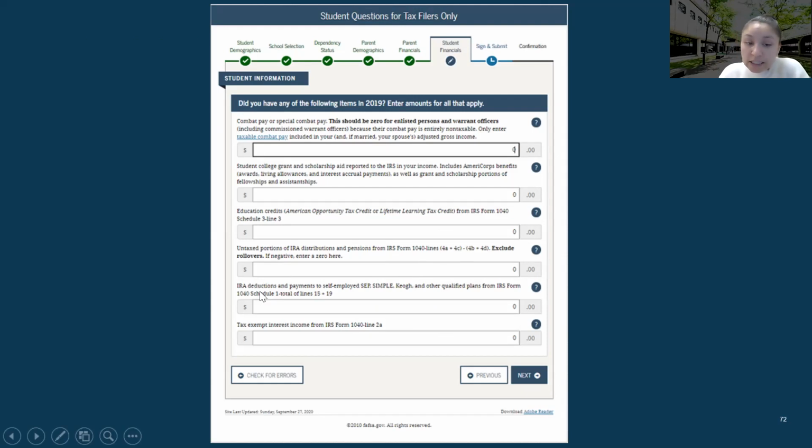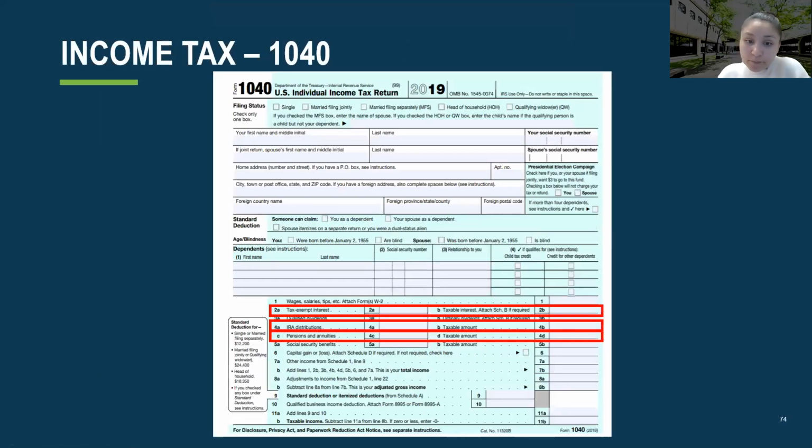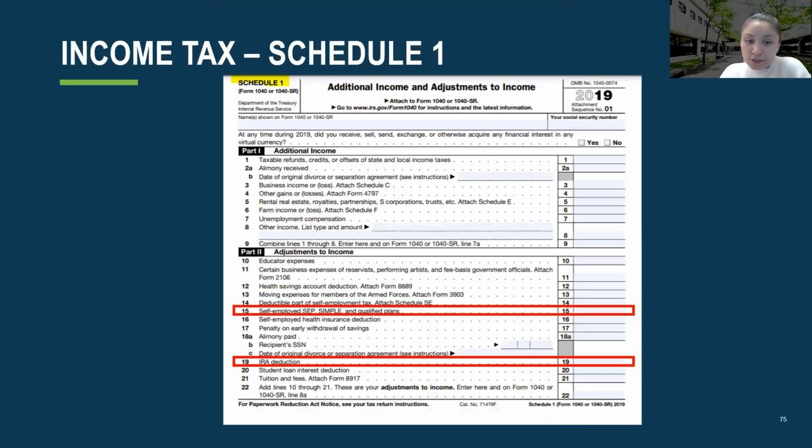Then the next question is IRA deductions and payments to self-employed SEP, SIMPLE, Keogh, and other qualifying plans from the IRS Form 1040 Schedule 1. So if you have a Schedule 1, you are going to look at the line specifically 15 plus 19. So this is Schedule 1. Remember, we're looking at specific schedules.